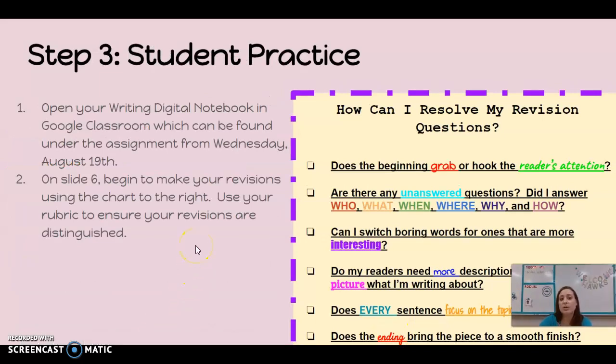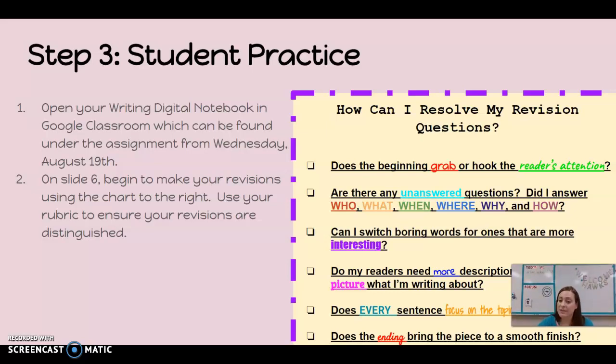So student practice. Number 1, open your writing digital notebook in Google Classroom, which can be found under the assignment from Wednesday, August 19th. On slide 6, begin to make your revisions using the chart to the right. Use your rubric to ensure your revisions are distinguished. Remember that your rubric is in the assignment from Wednesday, August 19th, and it's that really long oval looking button, and it says rubric 5 categories. Make sure that you're looking at that as you're making revisions.